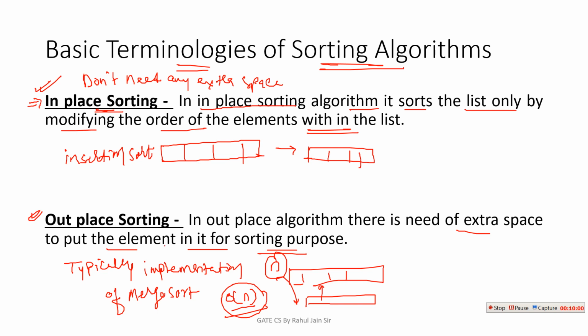The basic meaning is, when there is a need of extra memory space while sorting any particular data elements, it is called out place sorting. A typical implementation of merge sort is one example of an out place sorting algorithm. Insertion sort, selection sort, quick sort, heap sort are examples of in place sorting algorithms, whereas typical merge sort is an example of out place sorting. Out place means extra memory space is required while sorting. In place means you don't need any extra space, or simply a constant order of space.